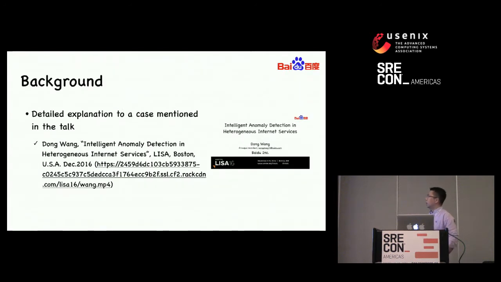Some background. Actually, I gave a talk last December at LISA in Boston. That talk gave a high-level description of how we do intelligent anomaly detection in Baidu's heterogeneous internet services. After the talk, lots of people asked me about the details: what is the algorithm, where does the data come from, and so on. So this is why we give a talk here.